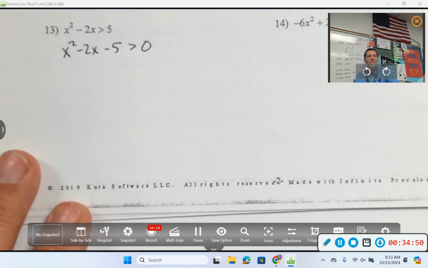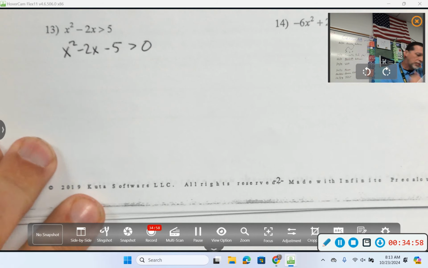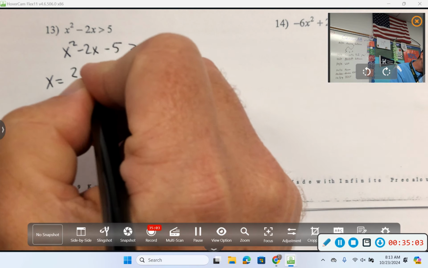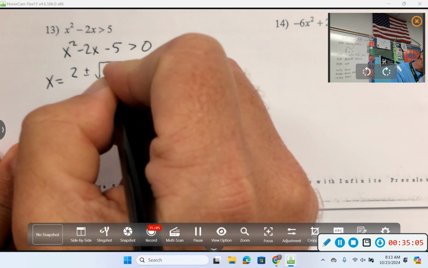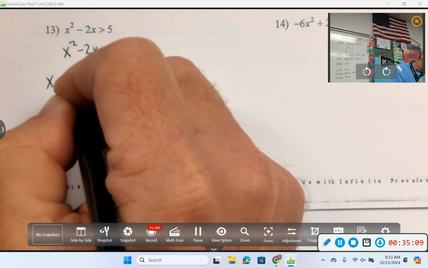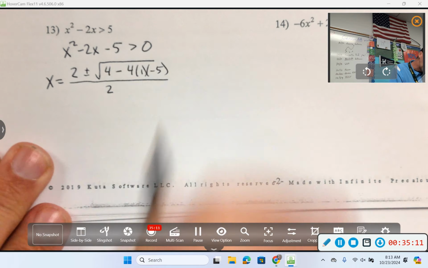It doesn't factor. Oh, no. Oh, man. We can do the quadratic formula. I can use the quadratic formula. Yep. x equals negative b plus or minus the square root of b squared minus 4ac, all over 2a.